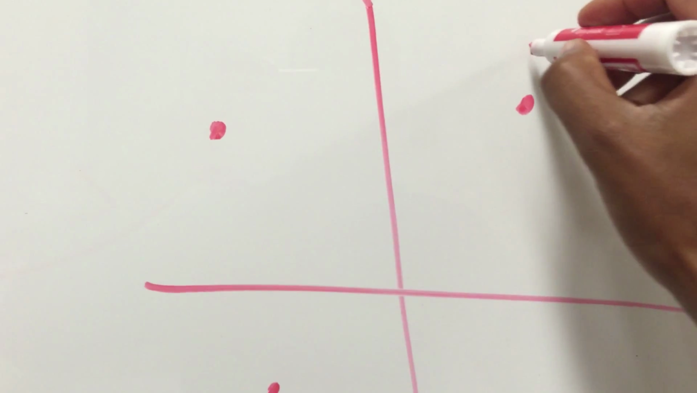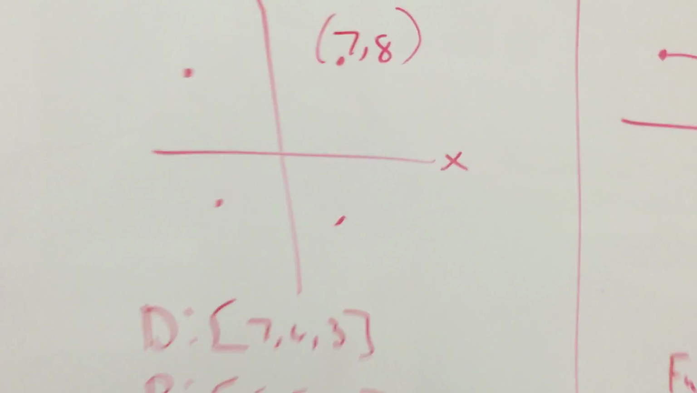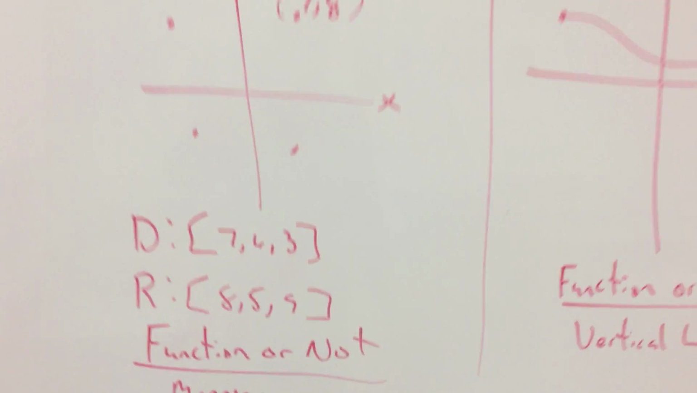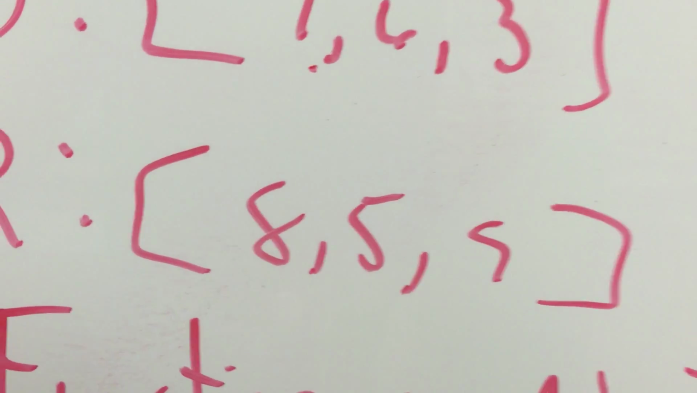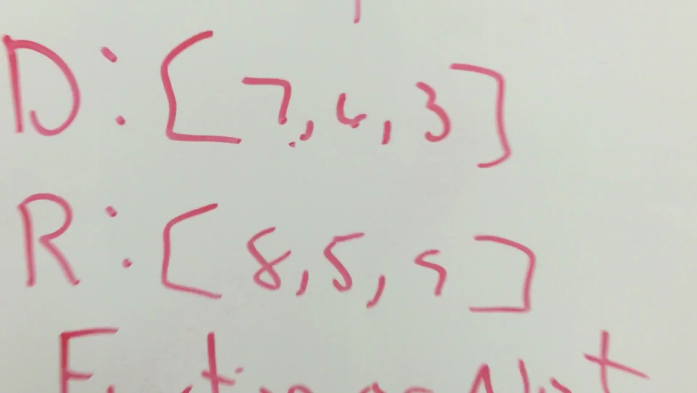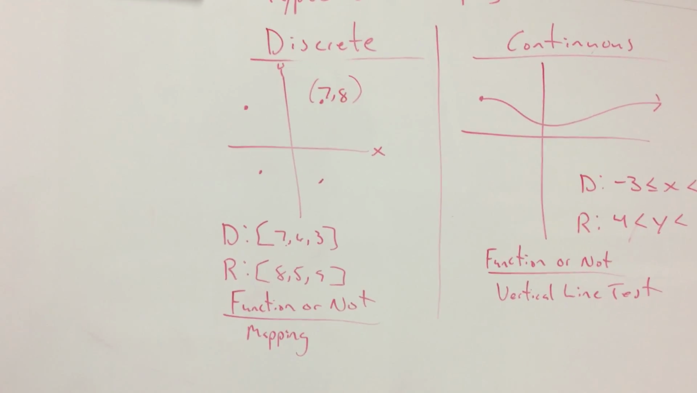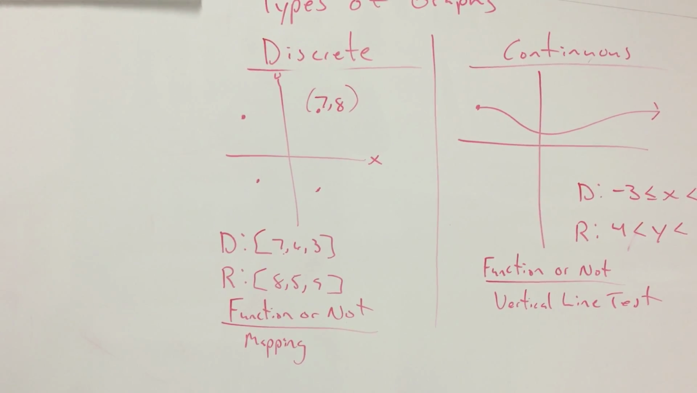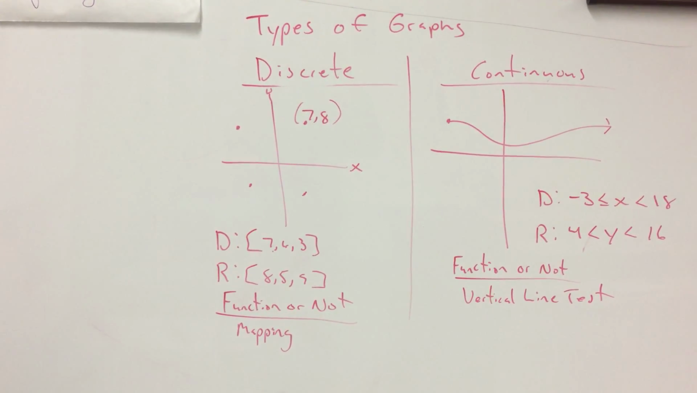So let's pretend this one was the ordered pair, I don't know, 7, 8, right? So if that was the ordered pair 7, 8, notice that 7 went in the domain right there, and 8 went in the range right there. And all the rest of the ordered pairs would kind of follow along. The domain is the list of x's, the range is the list of y's. Notice it is a list with discrete graphs.